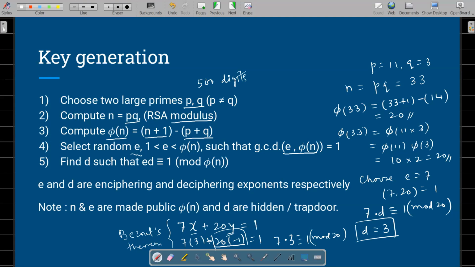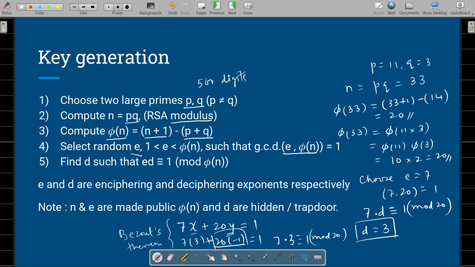So basically, you can write it as 7 into d minus 1 is divisible by 20. Yes. So 7 into d minus 1 is 20y. So 7 into d minus 20y is equal to 1. Exactly. So x is d here. Sir, which theorem is this? X is d. Bezout's theorem. That is called Bezout's theorem.